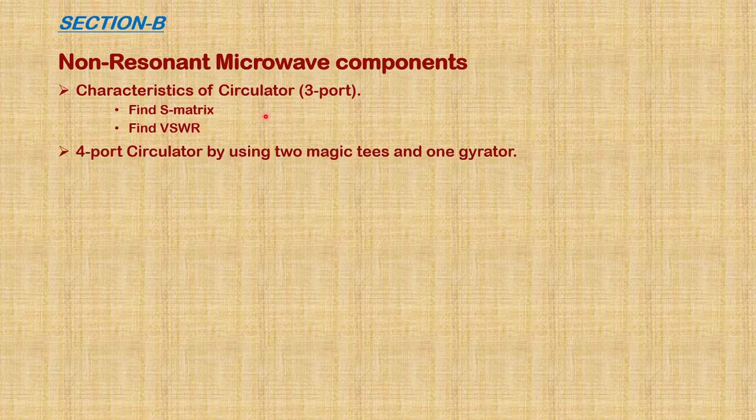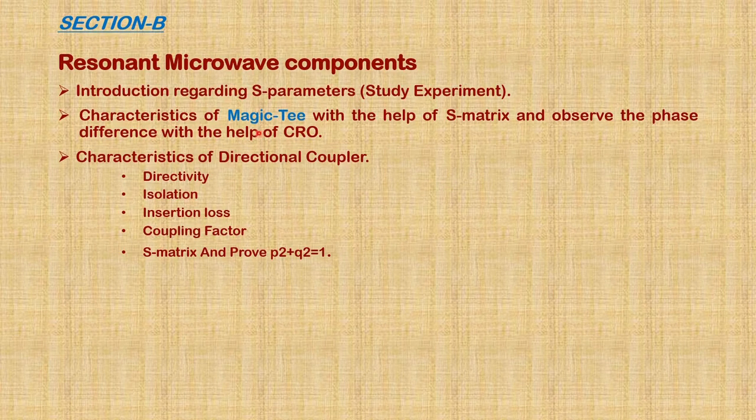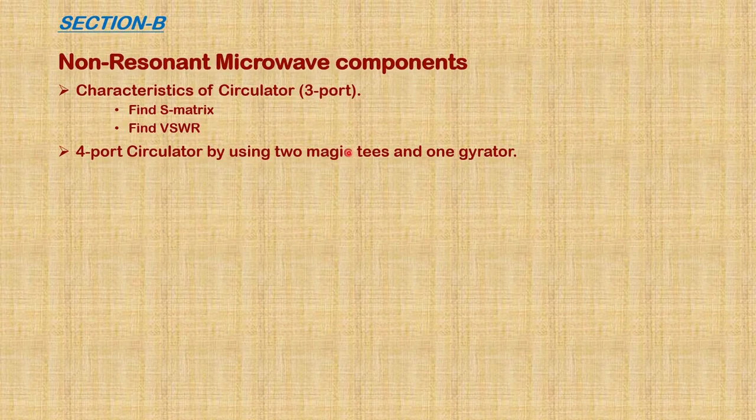Next experiment is 4-port circulator by using two magic tees and one gyrator. In the previous part, we already discussed magic tee. By using that knowledge, here we are going to implement a 4-port circulator.